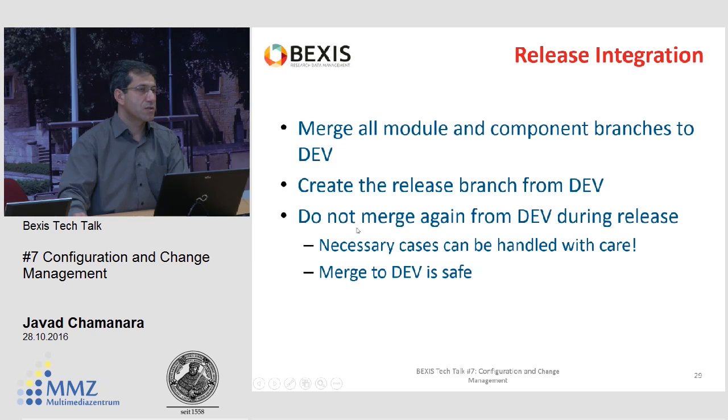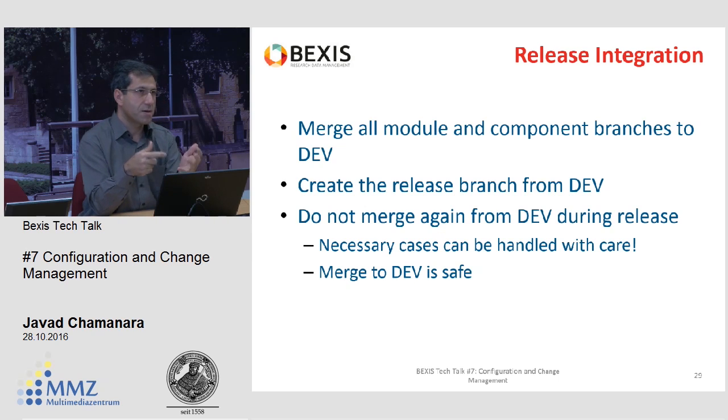And then during the release, we don't merge again from the dev to the release, because maybe some other things have happened on the dev that we don't need or don't like to appear in the release. For example, features 1 to 10 are going to be part of the release, but one of the developers is working on feature 11, and we don't want that feature to be part of release 1. In that case, during the release, we don't merge from the dev, but the other way is safe.